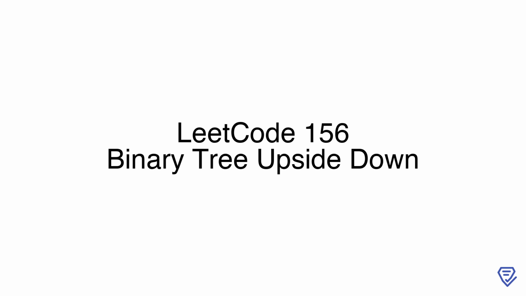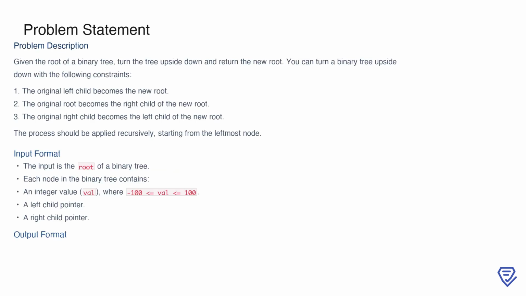Let's get started. In this problem, we are asked to take a binary tree and turn it upside down. What does that mean? Essentially, we need to restructure the tree so that the leftmost node becomes the new root. Additionally, the original root becomes the right child of this new root, while the original right child becomes the left child of the new root. This transformation is applied recursively, starting from the leftmost node of the tree.